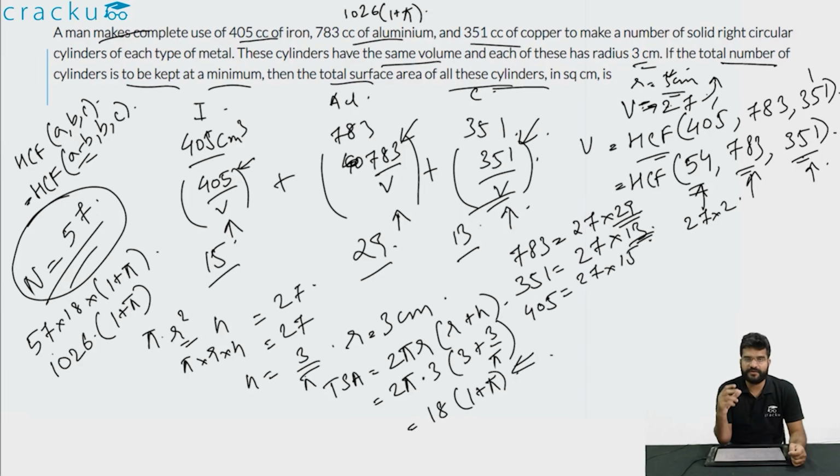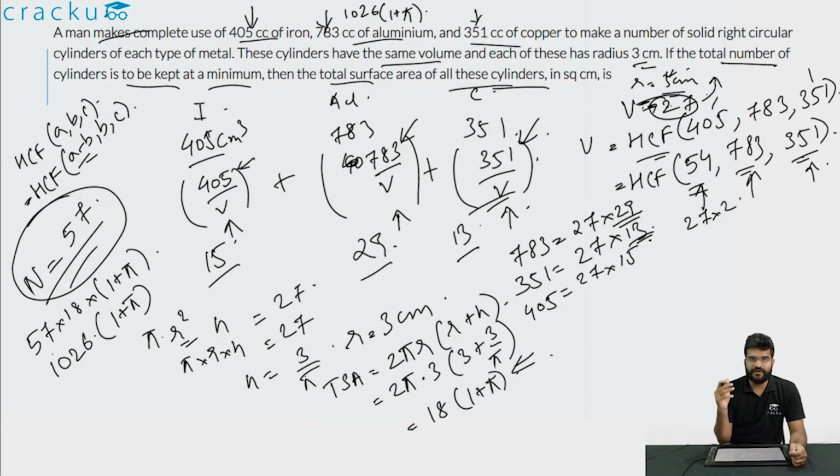First, you have to calculate the volume of each of the small cylinders. The volume has to be a factor of each of the three numbers that are given, that is 405, 783 and 351. And it should also be as high as possible, because we want to keep the number of cylinders to a minimum. Once you figure out that the volume has to be the highest common factor of these three numbers, we then calculate the highest common factor. We figure out that it is 27.